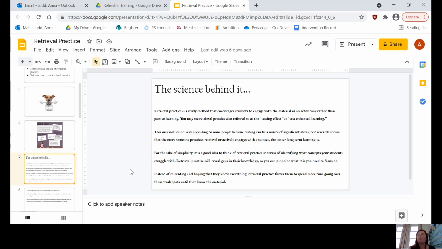You can say, right, with the person next to you, write down everything you can remember about the Greeks, and you might see then that none of them have written anything about the gods, and you might think, right, that is an area I need to cover. But it doesn't need to be assessment that you've then gone through and marked. You've taken that from it, you've got them to retrieve it, and they've strengthened all of their other memories. So instead of rereading and hoping that they know everything, retrieval practice forces them to spend more time going over those weak spots until they know the material.